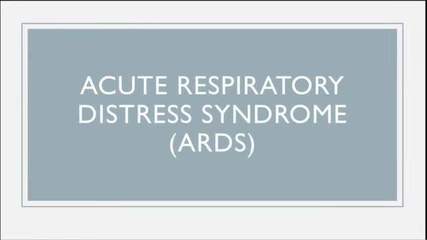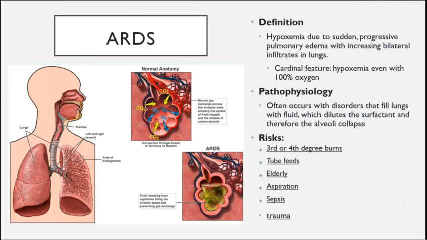Now your ARDS, your acute respiratory distress syndrome. I will say this patient, you'll see them in the ER and go straight up to the ICU. So what is the definition of ARDS? It's hypoxemia due to sudden progressive pulmonary edema with increasing bilateral infiltrates in the lungs. Infiltrates means that there is fluid building up around the lung tissue. And if the fluid is there and it's blocking the gas exchange, you are going to be hypoxic. So the cardinal feature is hypoxemia even when we give them 100% oxygen.